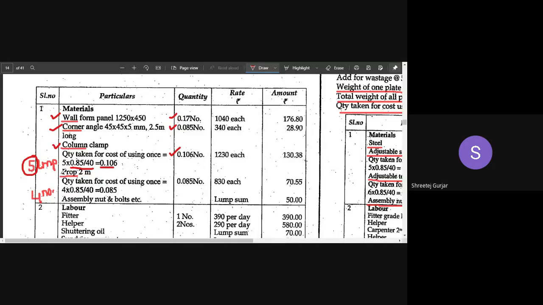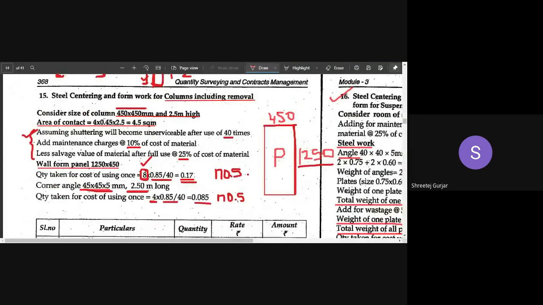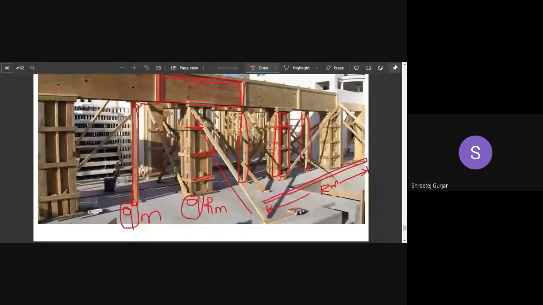Now props. Props we have taken as 2 meter. The height of the prop is 2 meter, and we have taken 4 numbers of props, which are required to support on all the sides. On all the sides, we require the props. You can see these kinds of props are required to support your column on each side.